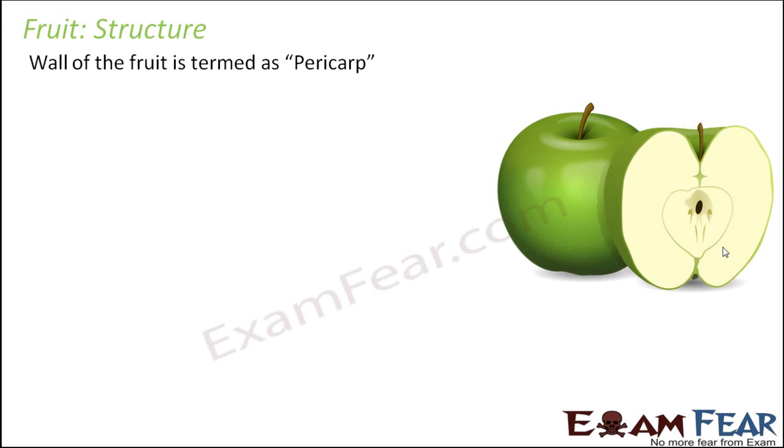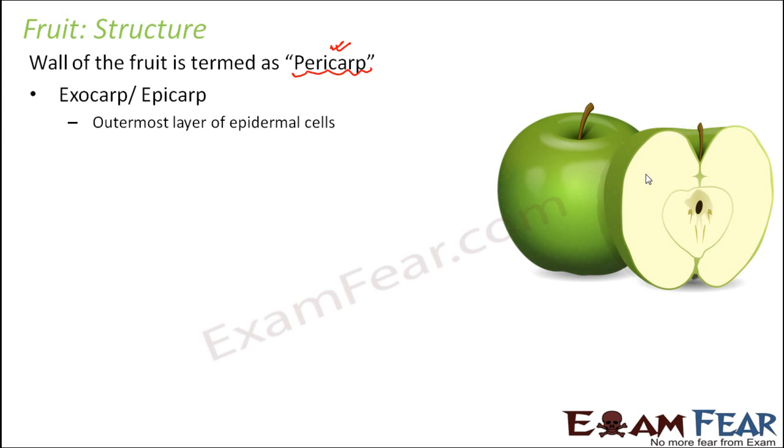Every fruit has a wall which is known as pericarp. So pericarp is the wall of the fruit. This pericarp itself is again divided into different layers. Exocarp, which is the outermost layer of epidermal cells. Exo means external, so the most external layer, that is the outermost layer of epidermal cells, is the exocarp, which is also known as epicarp.